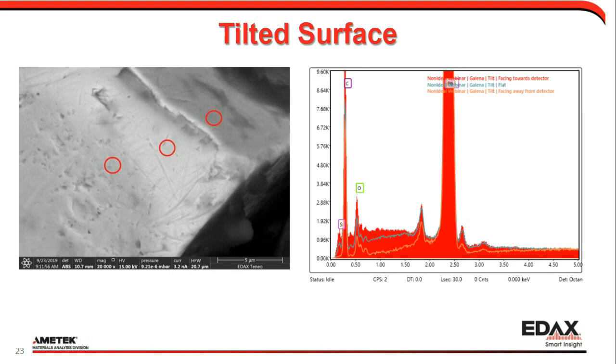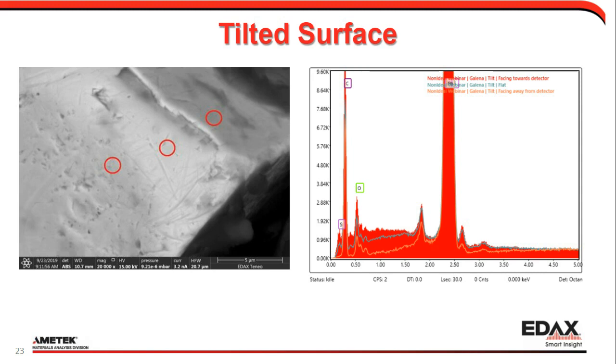The orange outline is from the surface that is tilted away from the detector. We see it has the lowest background in the low energy range, and also the lowest carbon peak. This is because this surface has the lowest takeoff angle. That means the longest attenuation length, so there's more absorption of the low energy X-rays.